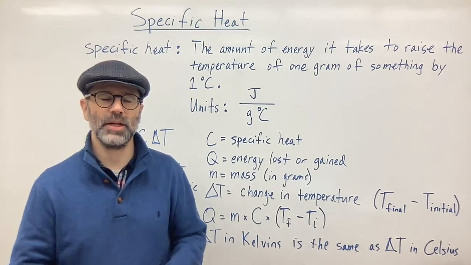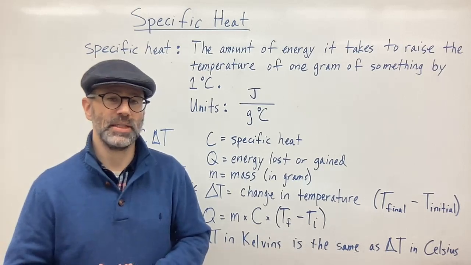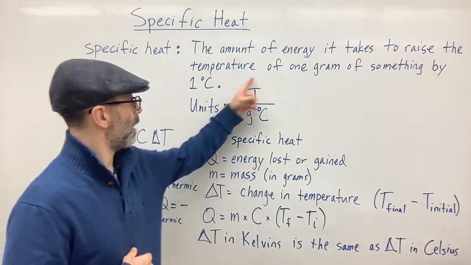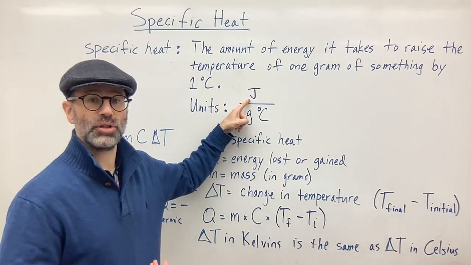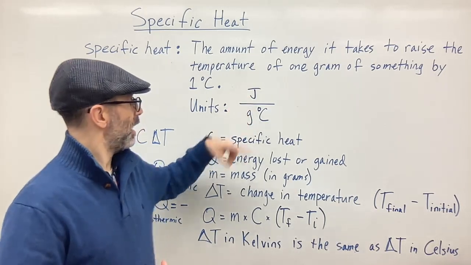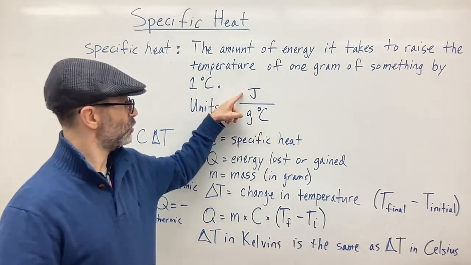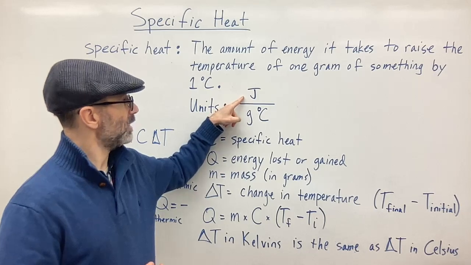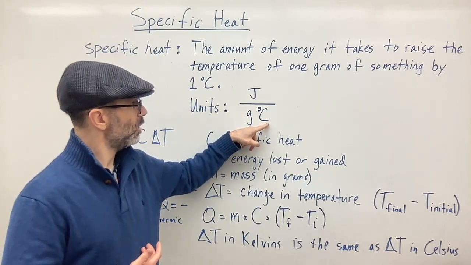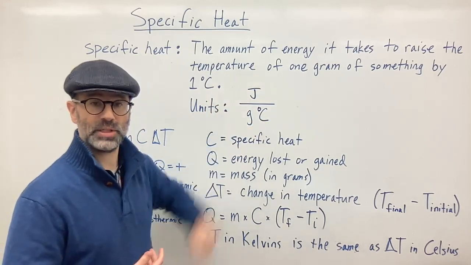Well, specific heat is the amount of energy it takes to raise the temperature of 1 gram of some substance by 1 degree Celsius. And so the units, based on that definition, are the amount of energy in joules. Energy is usually measured in joules or kilojoules, but for specific heat capacity, it's usually going to be in joules, and then per gram per degree Celsius. So it's the amount of energy that it takes to raise the temperature of 1 gram of something by 1 degree Celsius. So that's where we get the joules per gram per degree Celsius.